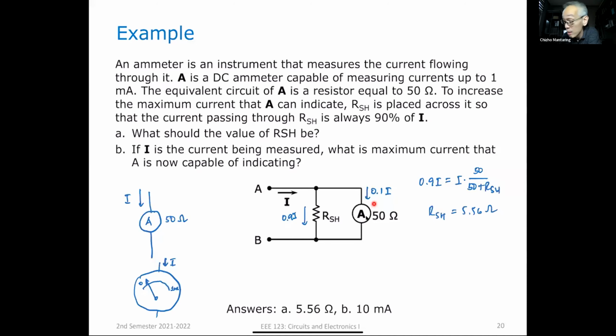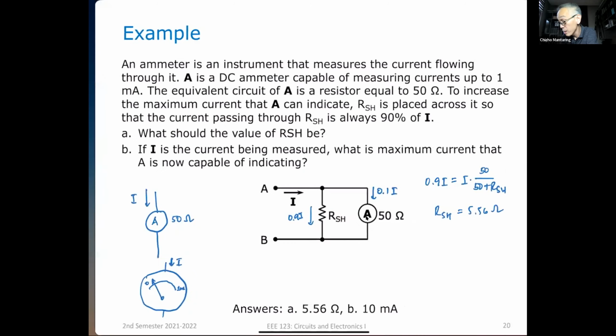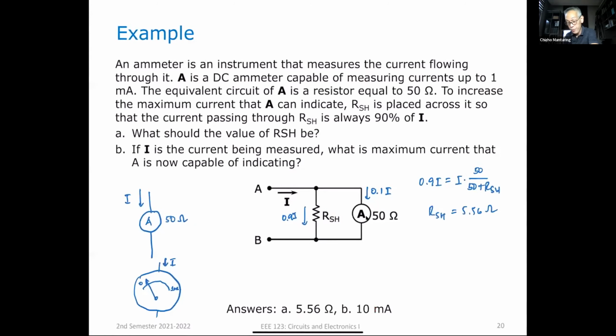So I can redraw this. Instead of showing 0 to 1 mA, I can now show this as 0 to 10 mA, because 90% of the current is being drawn by RSH. Only 10% is flowing here. In other words, I can now measure from 0 to 10 mA. That's why the answer to letter B is 10 mA.